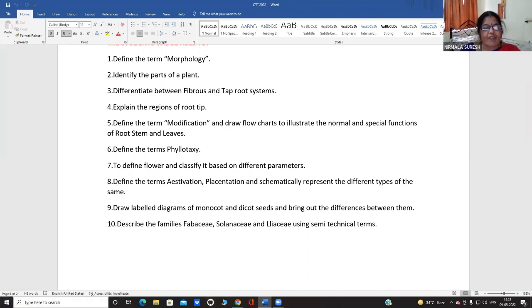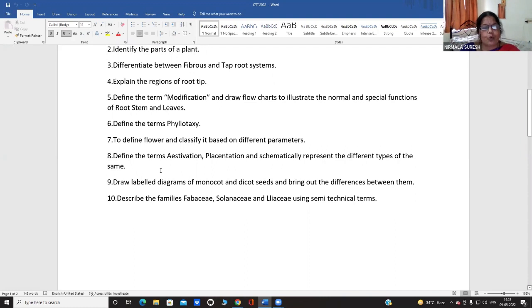Then, to define the flower, we are going to define the flower in the course of today's program, teachers, and classify it based on different parameters. There are different parameters to classify the flower. That's why I told you the children get varieties of flowers. Almost all the parameters can be studied in the class. Then the children should be able to define the term estivation. What is estivation? What are the various types of estivation? How to diagrammatically represent estivation? What is placentation? And schematically represent the different types of estivation and placentation.